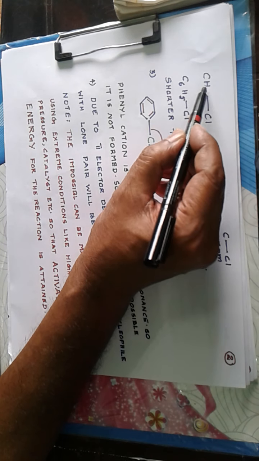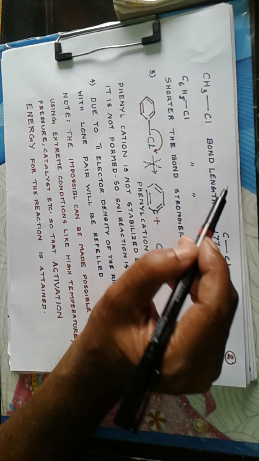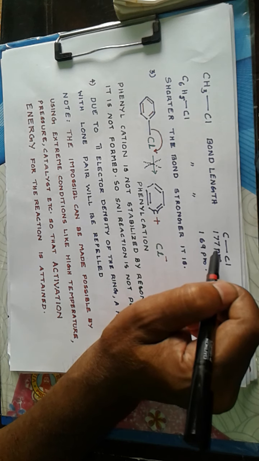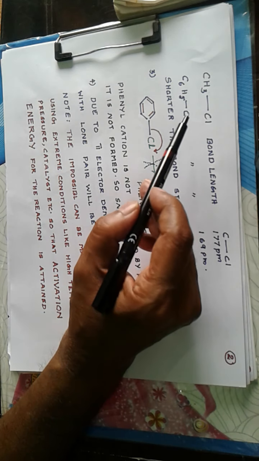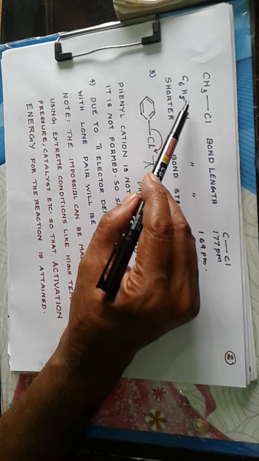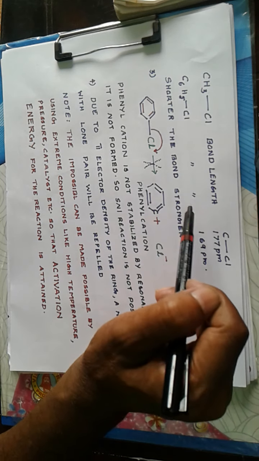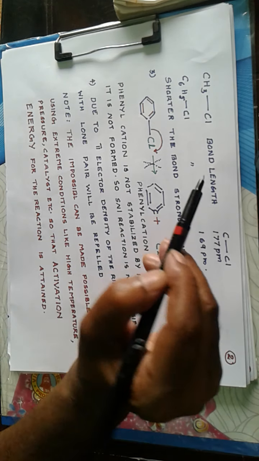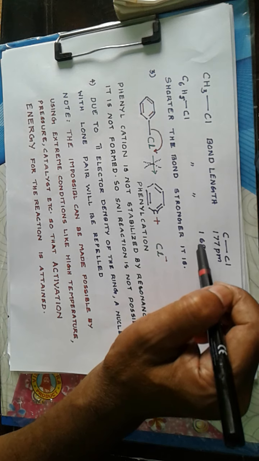Now another reason. Here the bond length for the carbon to chlorine bond in an alkyl halide or haloalkane is 177 pm (picometer), or 1.77 angstrom units, and for a C–Cl bond in an aromatic compound, that is chlorobenzene, the bond length is 1.69 angstrom units, or 169 picometer. So the bond length is less, and the shorter the bond, the stronger is the bond energy. So a short bond has a large bond energy.